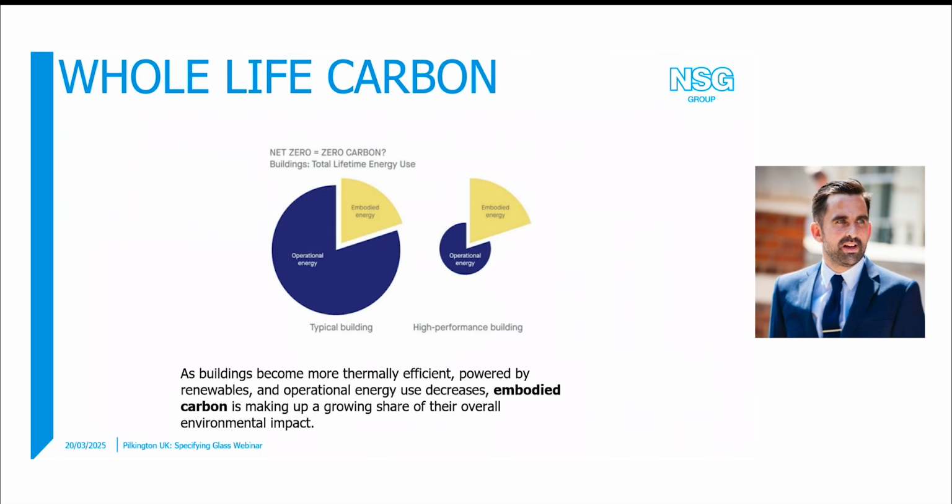So as buildings become more thermally efficient, as people adopt better insulating glass, for example, or glass which reduces heat gain, and other materials also become much more thermally efficient, and also we see an increase in power being provided by renewable electricity, operational energy itself decreases, and then embodied carbon is making up a growing share of the overall environmental impact of a building now.